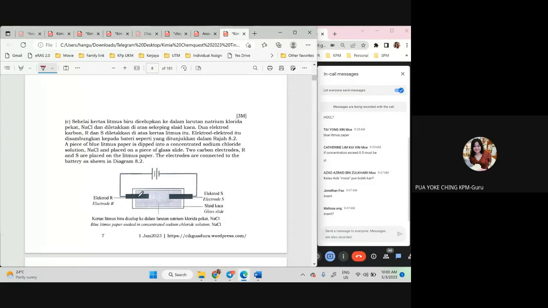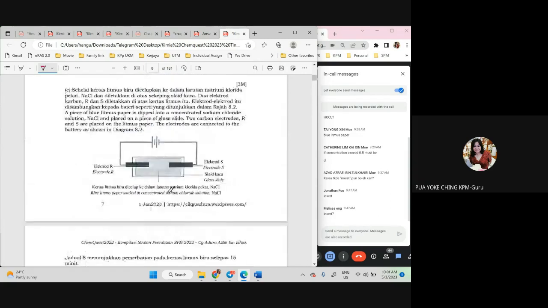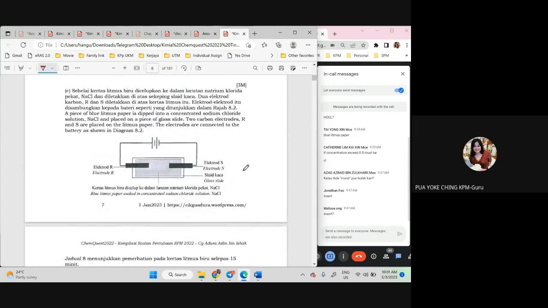Ini adalah salah satu diagram yang lebih kurang macam amali tahun lepas. Tapi amali tahun lepas dia bukan pakai R and S lah. Okay, you have electrode R and S. You have kertas litmus biru dicelup ke dalam larutan natrium klorida pekat. So, tak kisah dia nak dalam beaker ke nak apa. We only check their solution. So, this is concentrated sodium chloride solution.